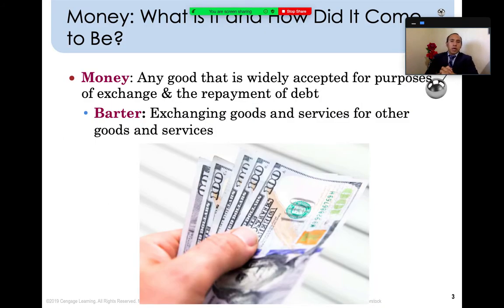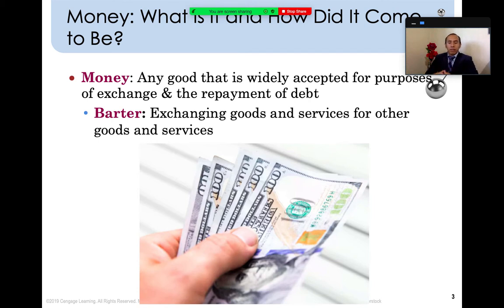Most of us use money for a lot of different things, whether it's to buy goods and services. It's a daily necessity that most of us have and are accustomed to. So essentially, money is any good that can be widely accepted for purposes of exchange and repayment of debt. And we're used to having fiat money, which is currency, paper money.